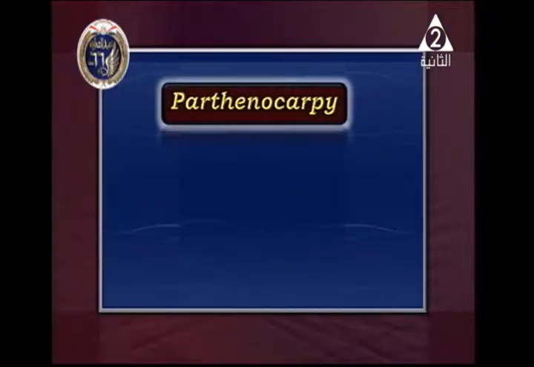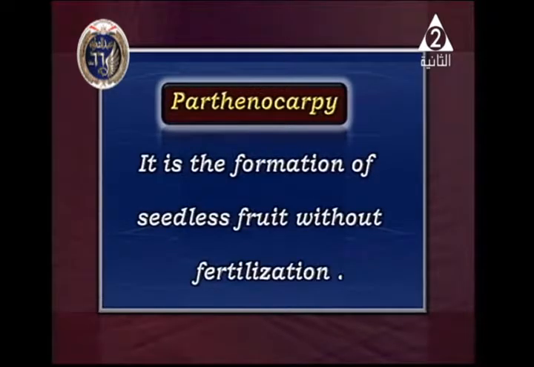We have something called parthenocarpy. Again, we have a title called parthenocarpy, and I need you to open your mind enough to understand the meaning of parthenocarpy. Well, it is the formation of seedless fruit without fertilization. As we said, pollination causes what? Stimulation of auxins, or hormones, of the plant to form fruit, but in a different way. Even if fertilization doesn't happen, okay?